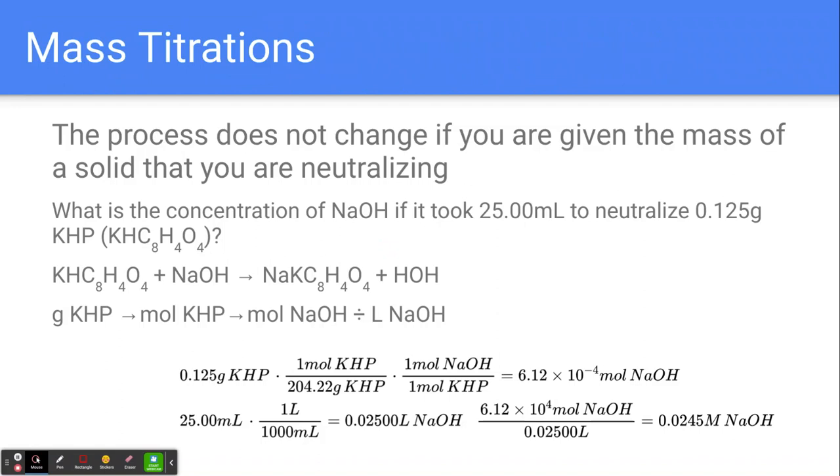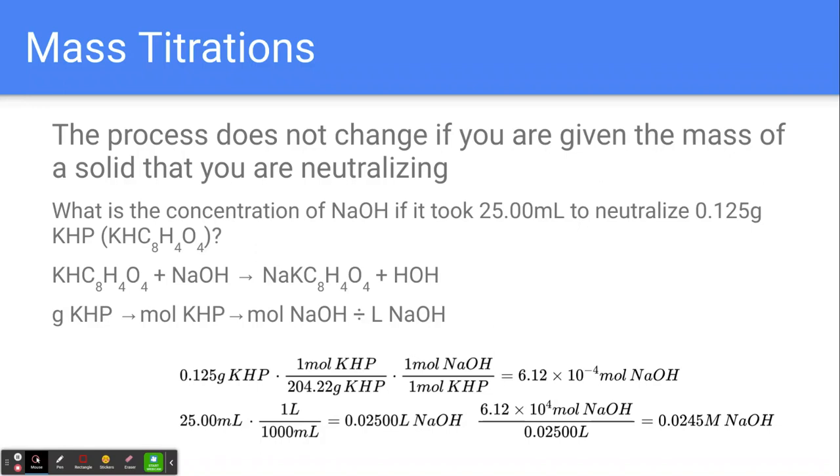This does not change if we start with a mass. A lot of times we might use what's called KHP, which stands for potassium hydrogen phthalate, which is a solid. If we measure that out in grams, the process doesn't change a whole lot, except that you're going to start with grams, go to moles, use the mole-to-mole bridge to get us into moles of the base that we're trying to figure out, and divide that by the liters of the base.